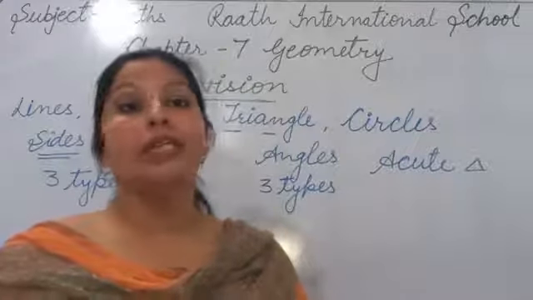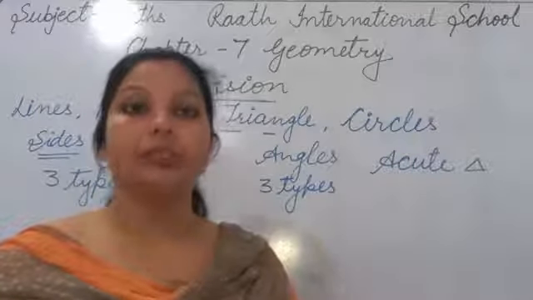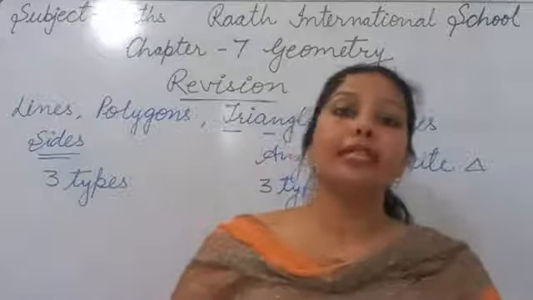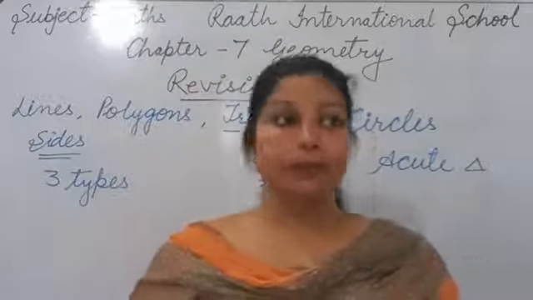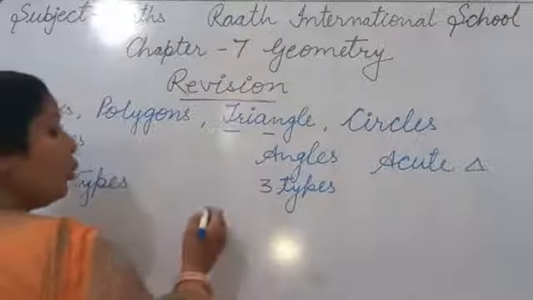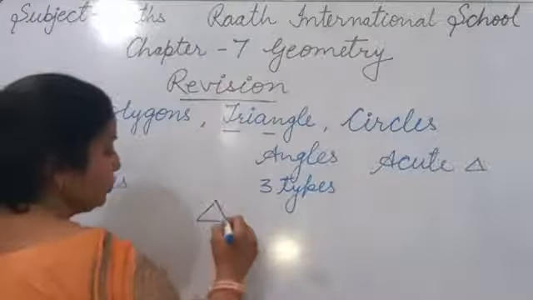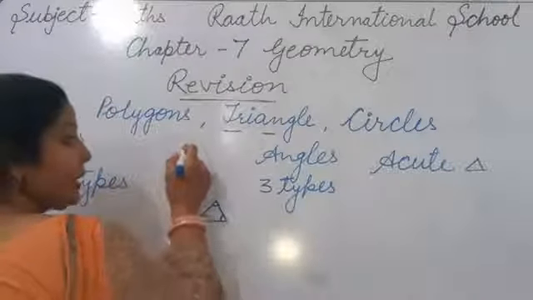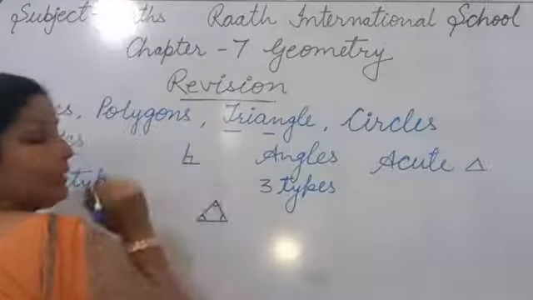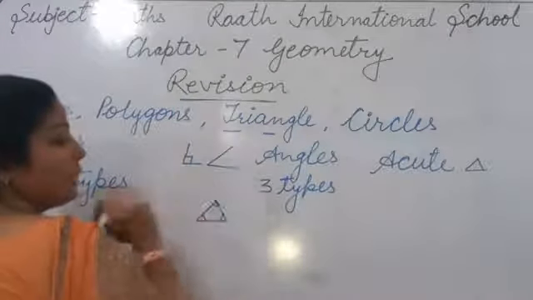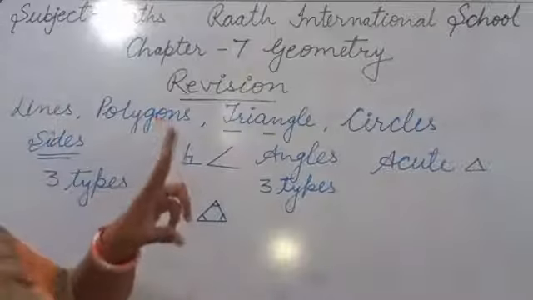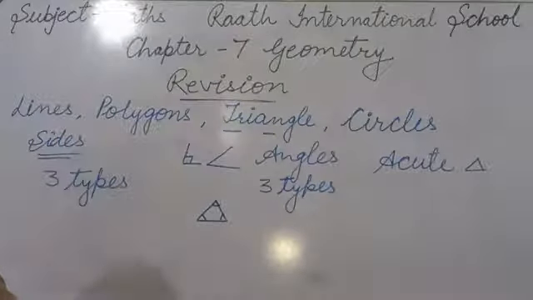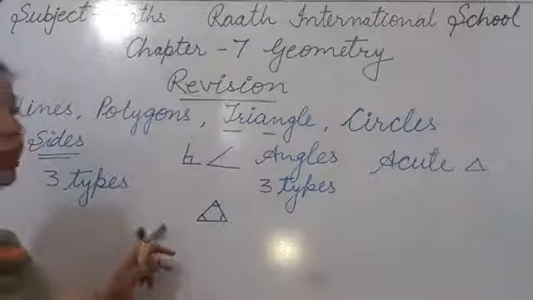Acute means less than 90 degrees. When you have an angle less than 90 degrees, that angle is known as an acute angle. So in an acute triangle, all angles are acute. Here all are less than 90. Less than 90 means below the L shape, because the L shape is 90 degrees. So all are acute angles, less than 90. So this is an acute triangle.